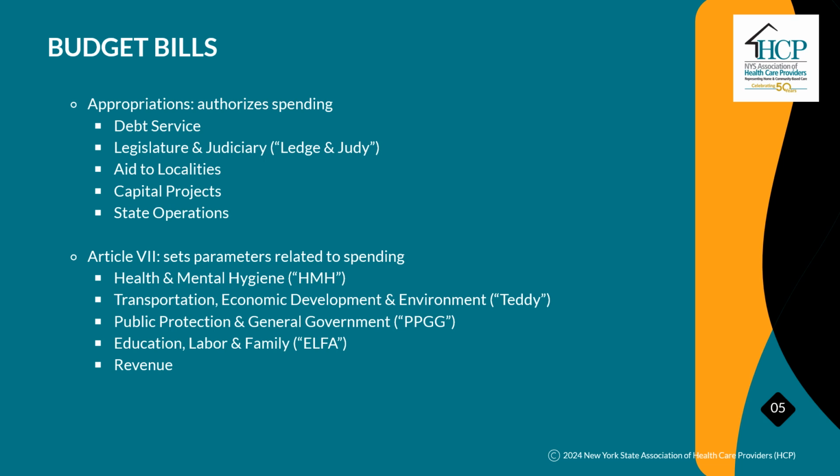Legislature and Judiciary bill, also known as Leg and Judy, funds New York's Assembly and Senate as well as the judiciary. It's frequently approved last, lest legislators be accused of approving their own pay before other programs are settled. Aid to localities authorizes large lump sum appropriations for school aid and Medicaid, as well as other programs by which state tax money is sent to local government entities.